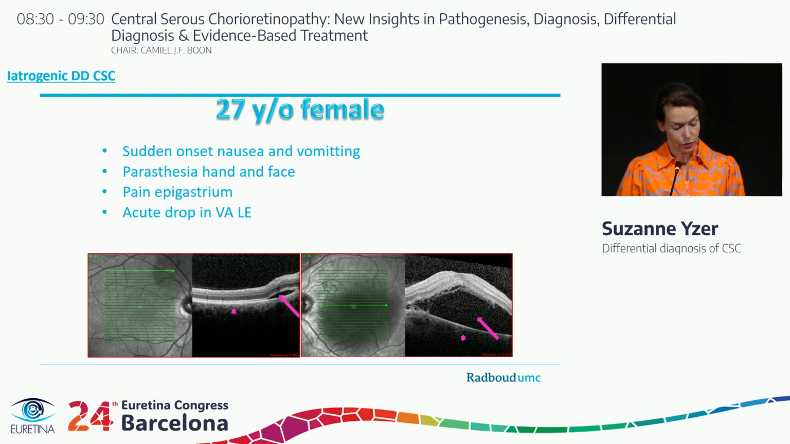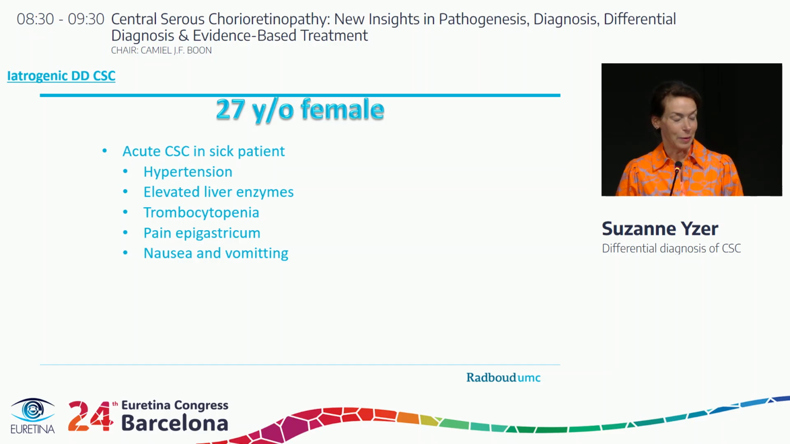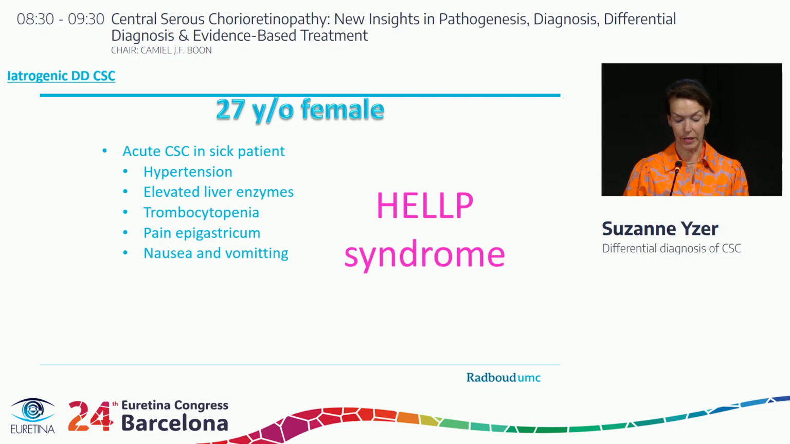So yes, there's subretinal fluid, choroid may be abnormal, and then we just sat down with my boss at the time. So we're looking at a very sick patient. There's acute central serous chorioretinopathy. There's hypertension. She had elevated liver enzymes, thrombocytopenia, pain in the epigastrium, and nausea and vomiting. So we thought, could this actually be HELLP syndrome? So this is what we reported back to the neurology department.